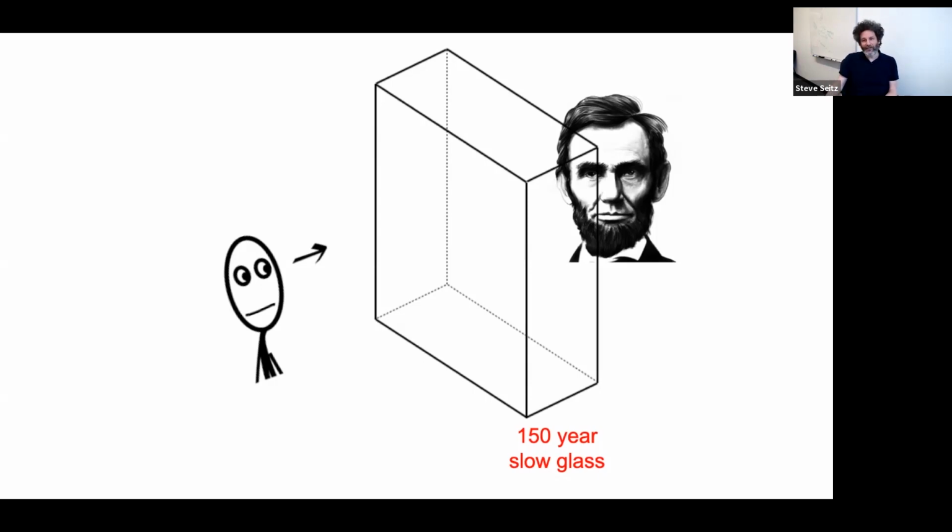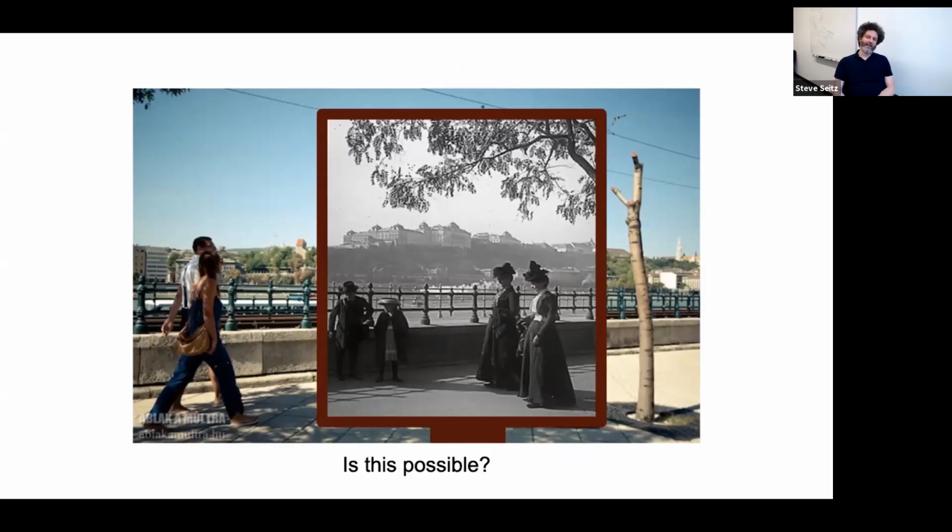So the question is, is this possible? And I'm not a physicist or a material scientist, so I can't say for sure. It seems a little bit far-fetched to do this optically. But you could imagine doing something like this using digital technology to simulate this effect. And that's what I want to get into now, to really try to take this apart and figure out whether you could achieve slow glass.